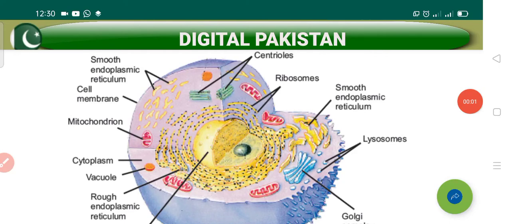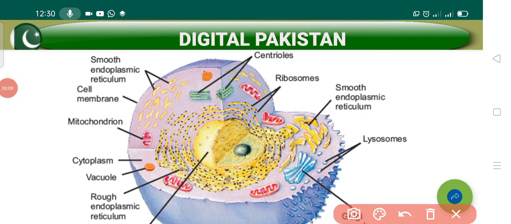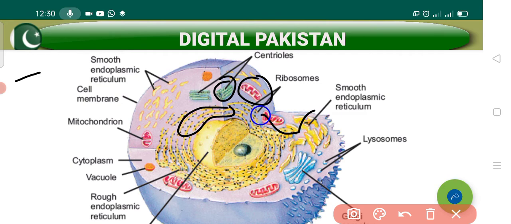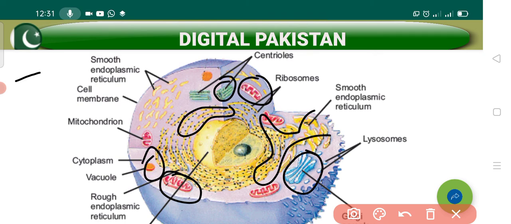Okay students, if you look at this, this is a cell, and you can see that the cell is made up of many organelles. Like this is mitochondria, this is the centrioles, these are the ribosomes, these are the rough and smooth endoplasmic reticulum, this is the Golgi apparatus, as well as this is mitochondria. You can see that this is the vacuole. The cell is made up of many organelles which assemble themselves, and all together they make a cell.